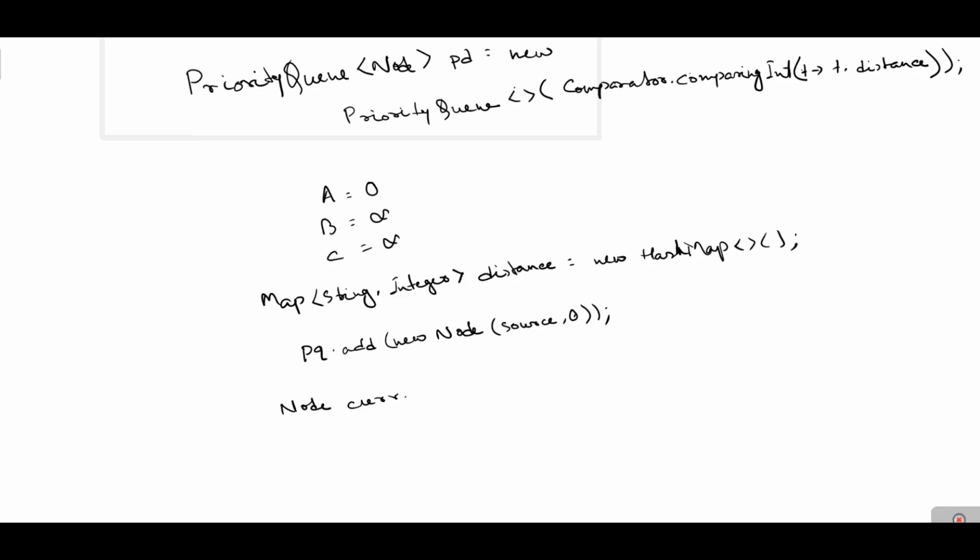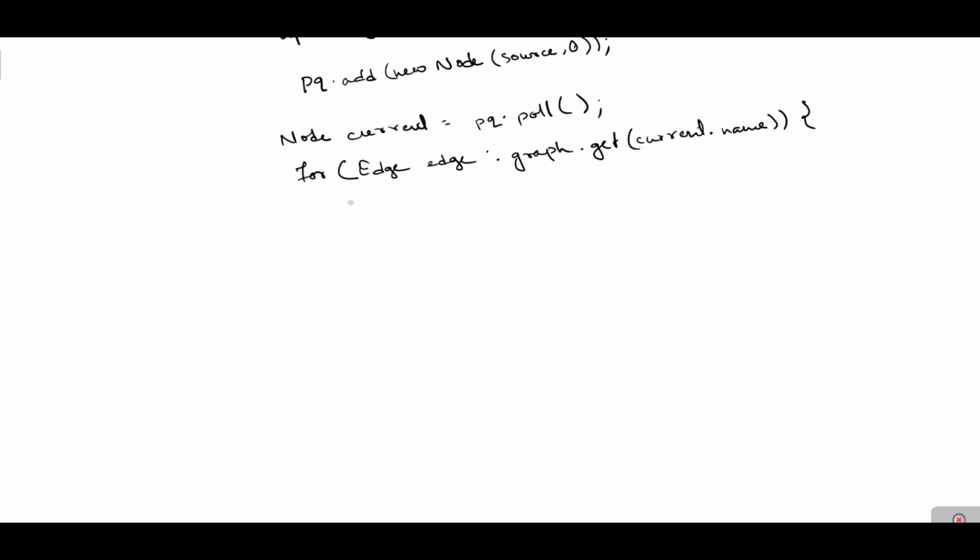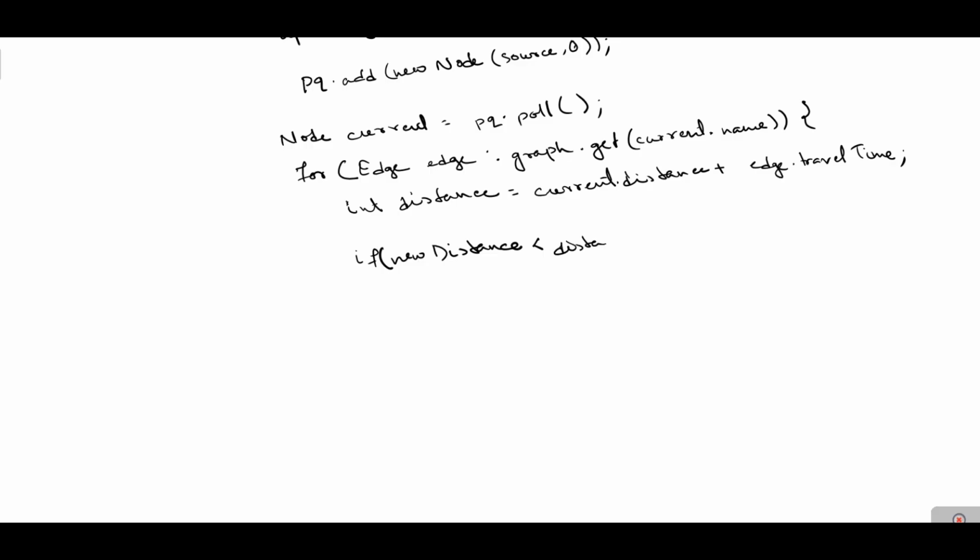We get the current node, then we loop through the neighbors, calculate a better distance, and if the new distance is better than the current, we will update the map and insert into the queue.